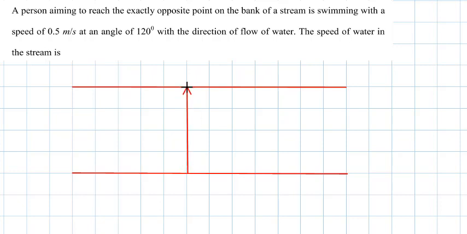But what's the problem here? The problem is that the river is flowing. If you try to swim in this direction, water will push you in the direction of its flow. Suppose it's flowing to the right side, then what will happen? Instead of reaching that point, due to the push of water, you will reach a different point.